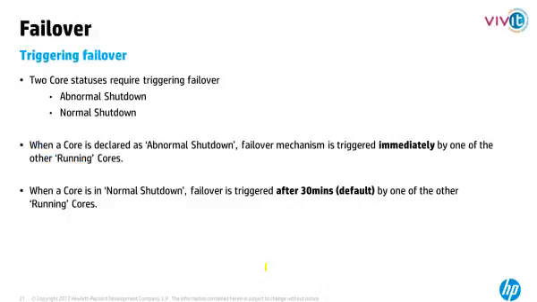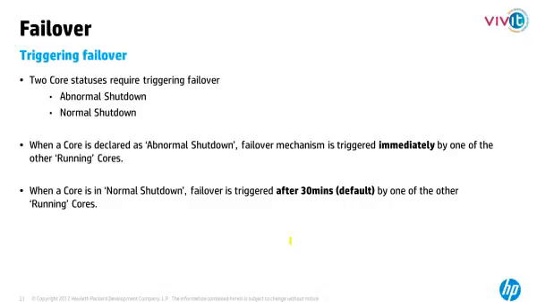Okay, even before getting into the topologies, what event triggers the failover? We don't want to trigger failover when everything is running and good. Obviously, everything is fine. So we want to trigger failover when the core is down. The core could be down because of two conditions: one is the abnormal shutdown, one is the normal shutdown.